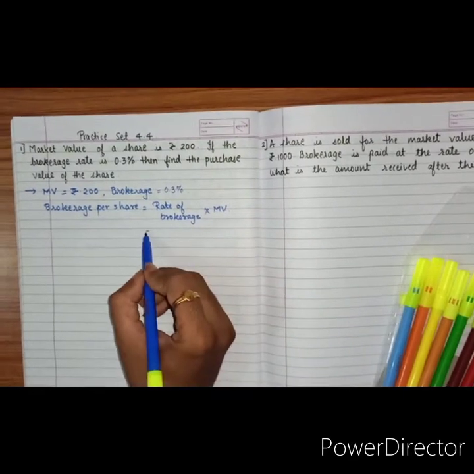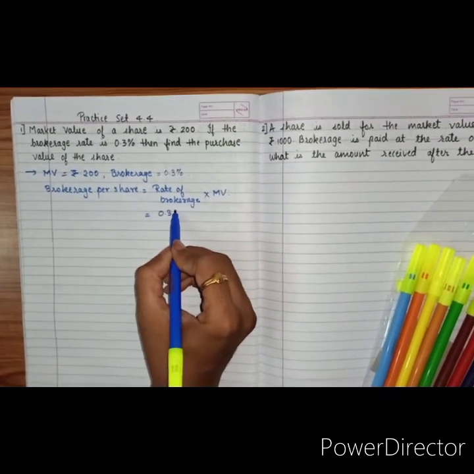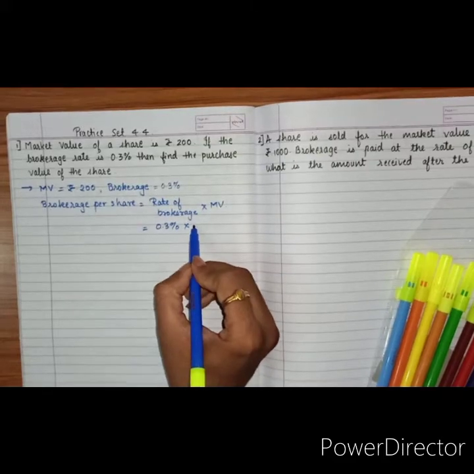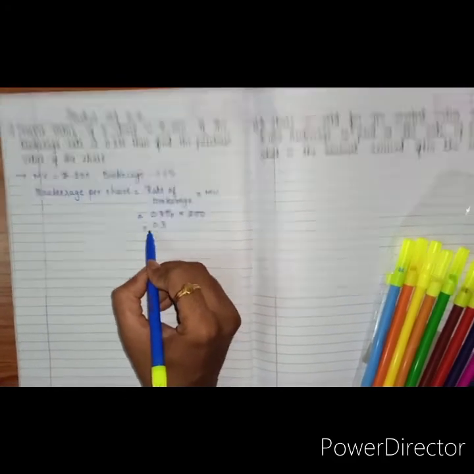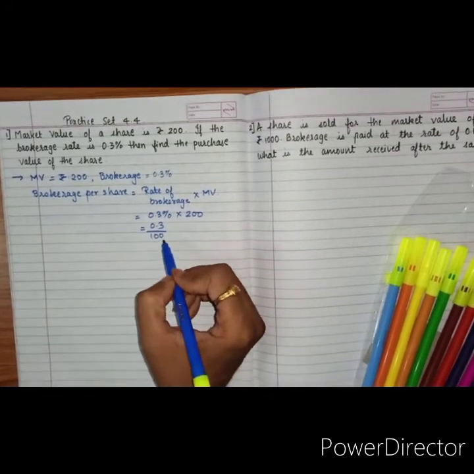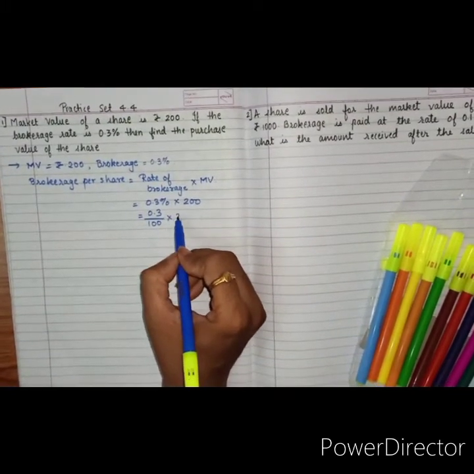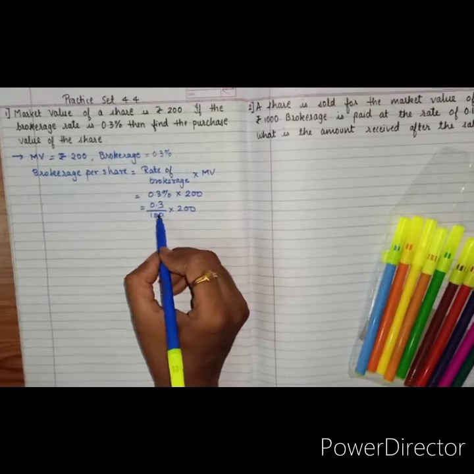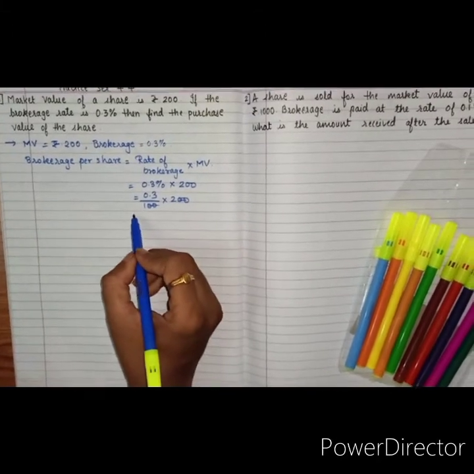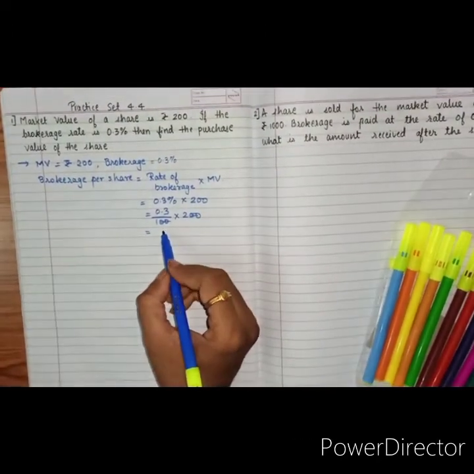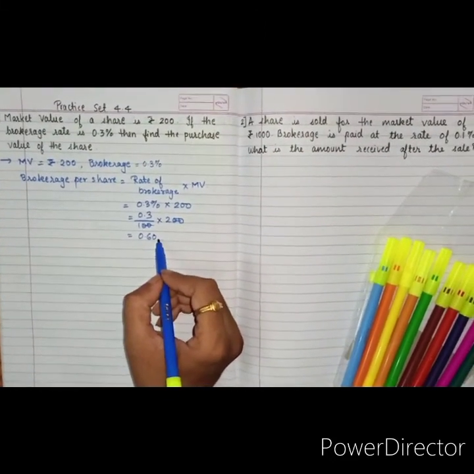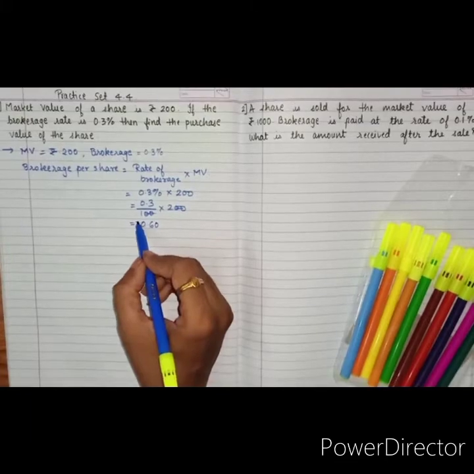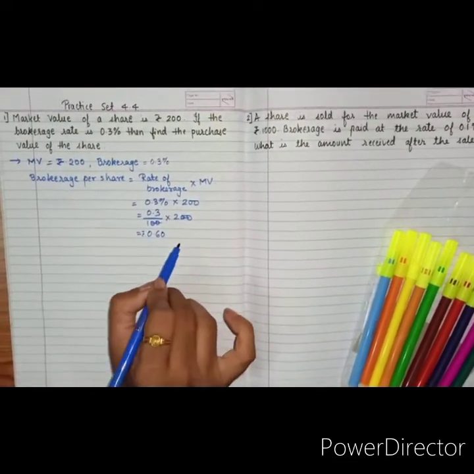Okay, rate is given, that is 0.3% of what? Of market value, which is 200, that is 0.3 upon 100 into 200. Percent is upon 100. Okay, so this gets cancelled. What is your answer? It is 0.60. This is in rupees. Okay, so I'll write here rupees. Yes, this is in rupees per share.